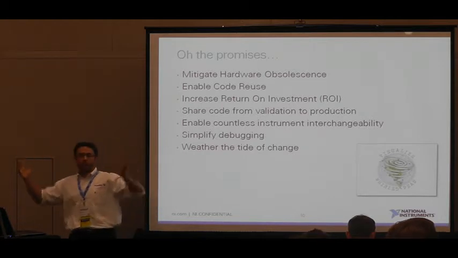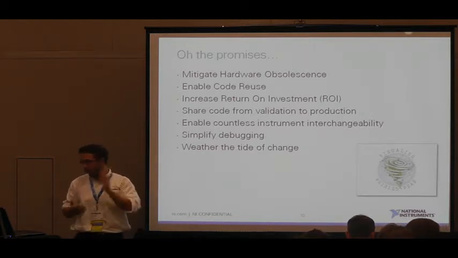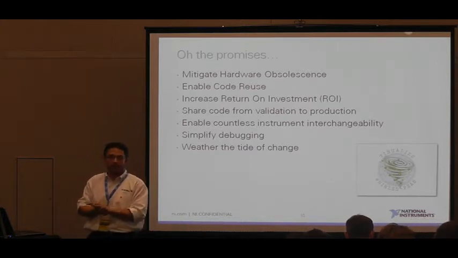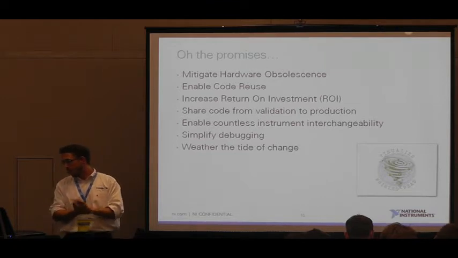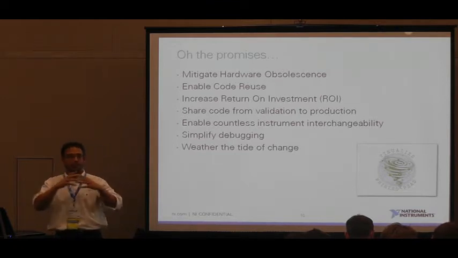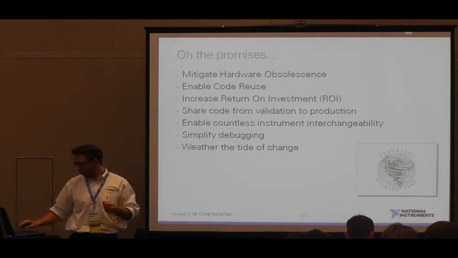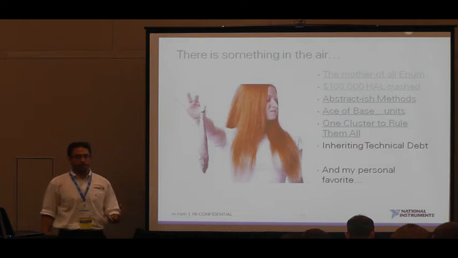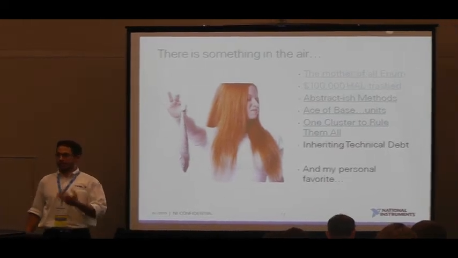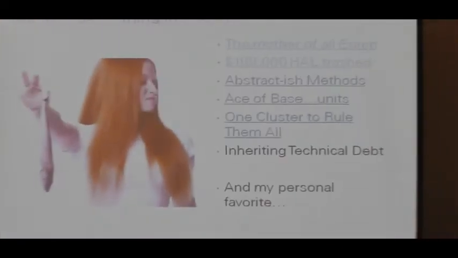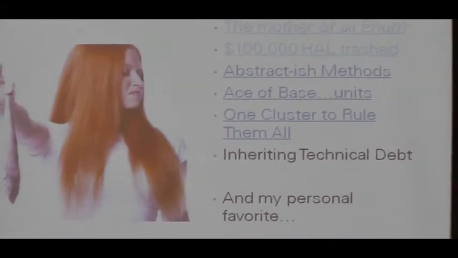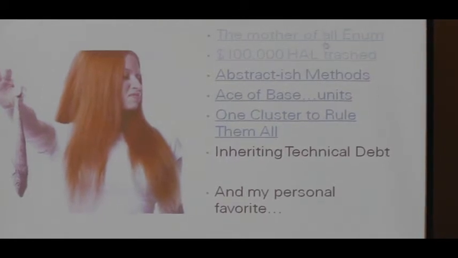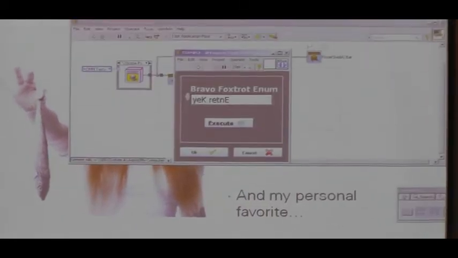Supposedly, countless ways to interchange instruments for whatever the next greatest thing comes out. Simplifying debugging through things like simulation, another draw that has a lot more complexity than it seems. And weather the tide of change. Really just, whatever comes at it, we're going to be able to solve world peace. But the reality is that in all of these scenarios that I've seen, there's something that stinks in the air. All of these HALs have problems somewhere along the road. So I'm going to give you some examples, starting off with the mother of all.